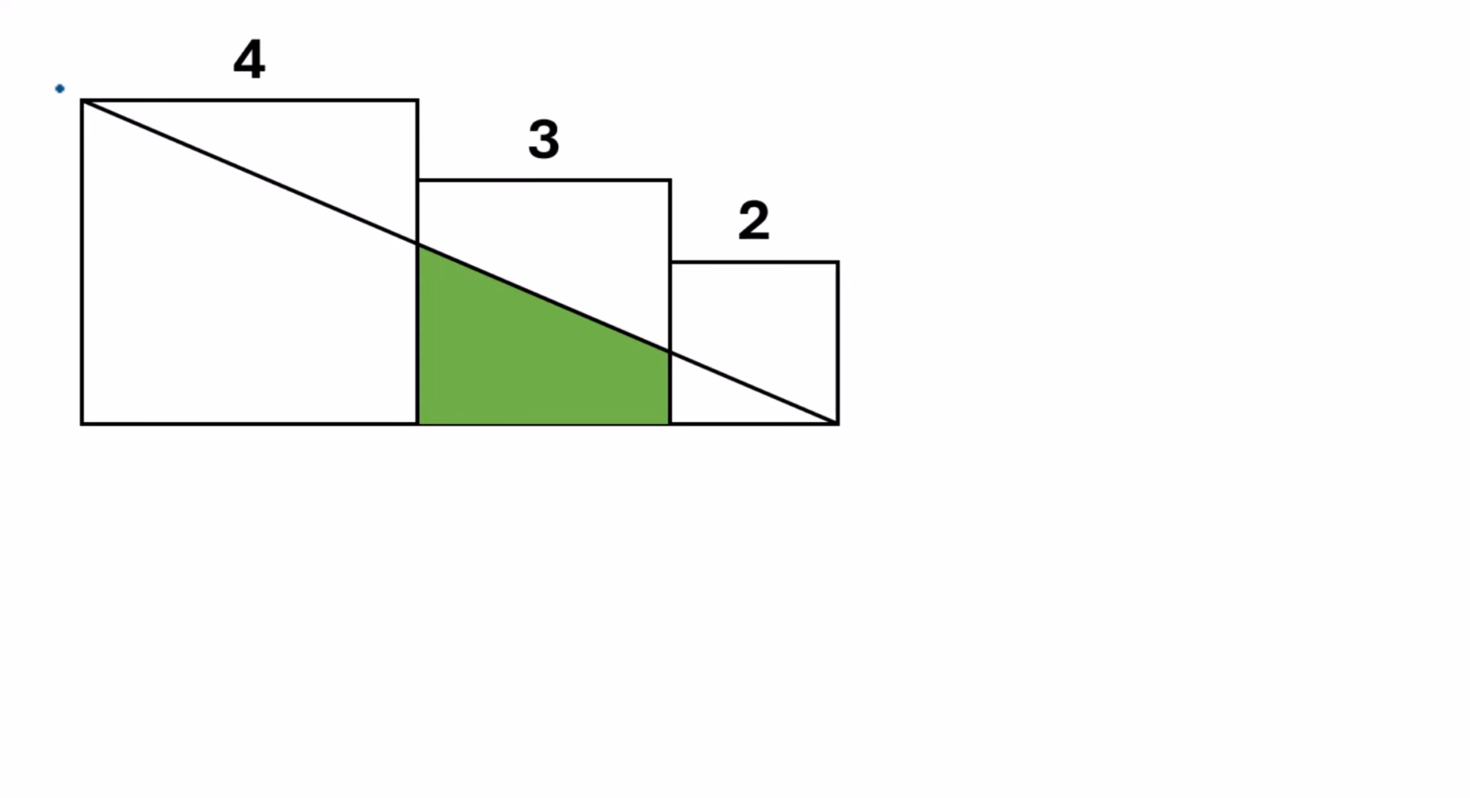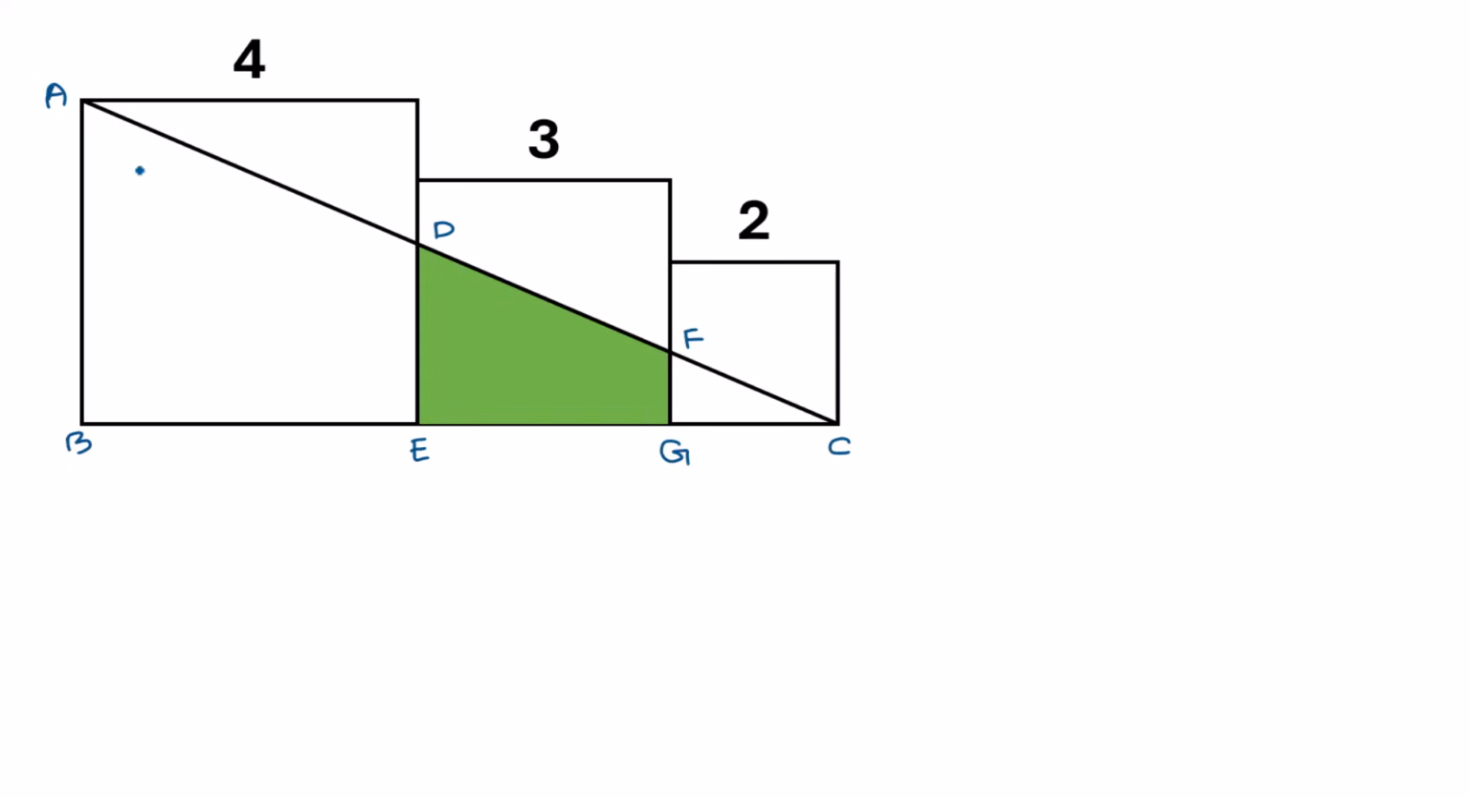Consider this point as A, this as B, this as C. So this is a triangle ABC, and this point is D, this point E, this point F and this G.